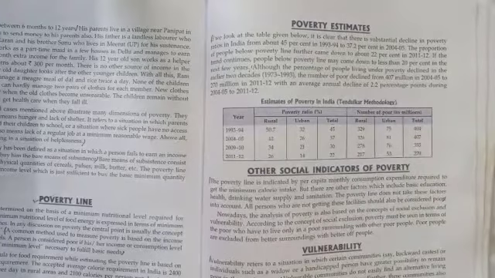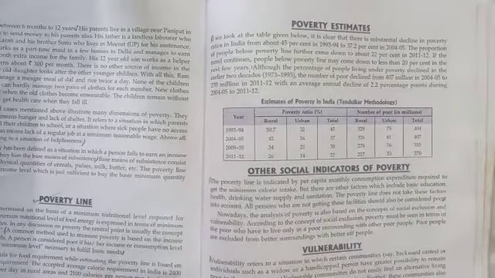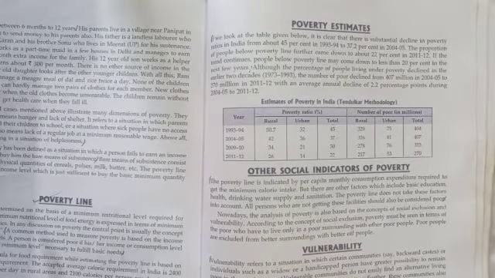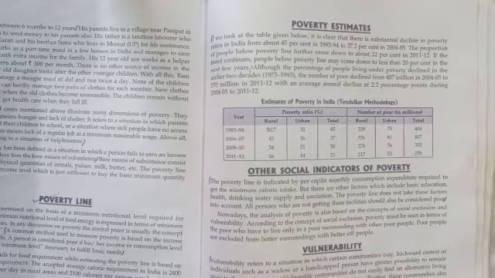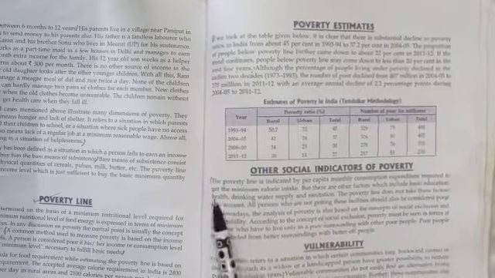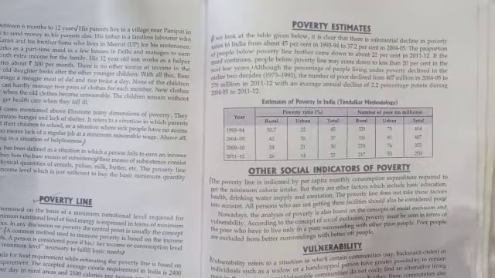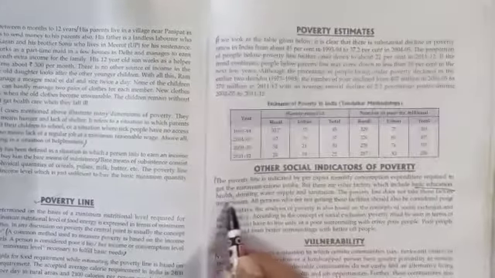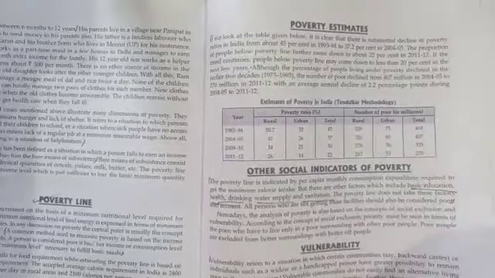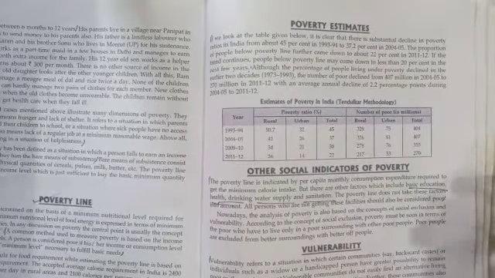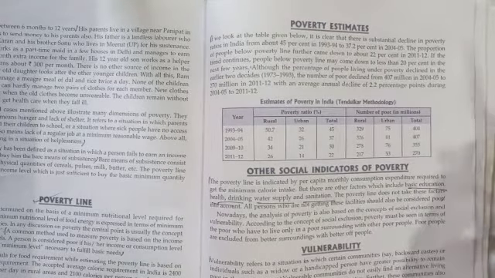Next is some other social indicators of poverty. What are these? The poverty line is indicated by the per capita monthly consumption expenditure required to get the minimum calorie intake. But there are other factors which include basic education, health, drinking water supply and sanitation as well. The poverty line does not take these factors into account, but all persons who are not getting these facilities should also be considered as poor.